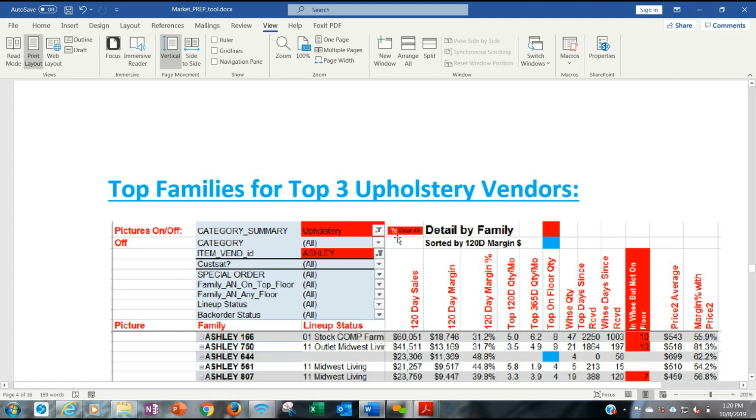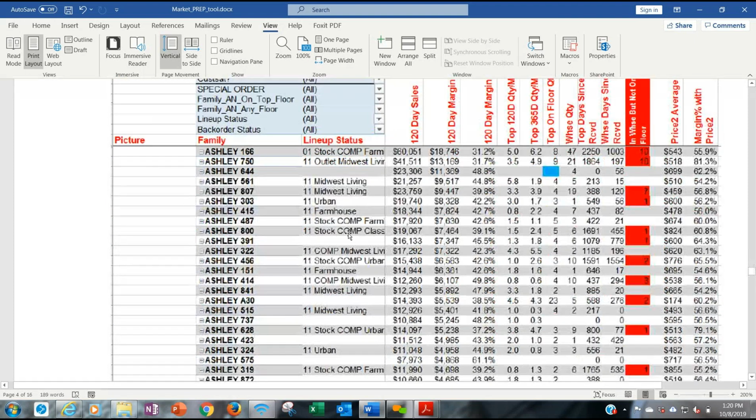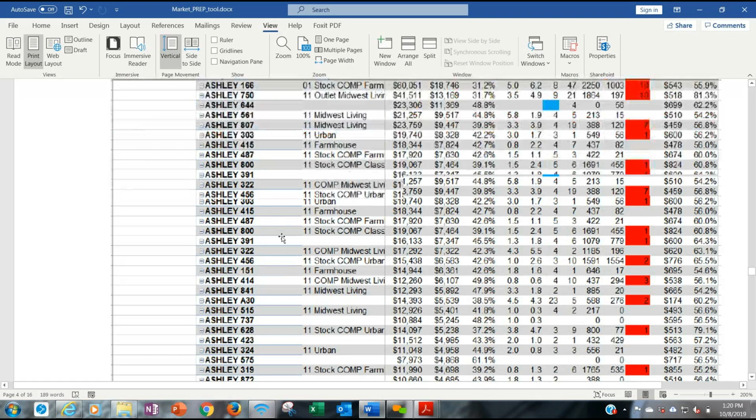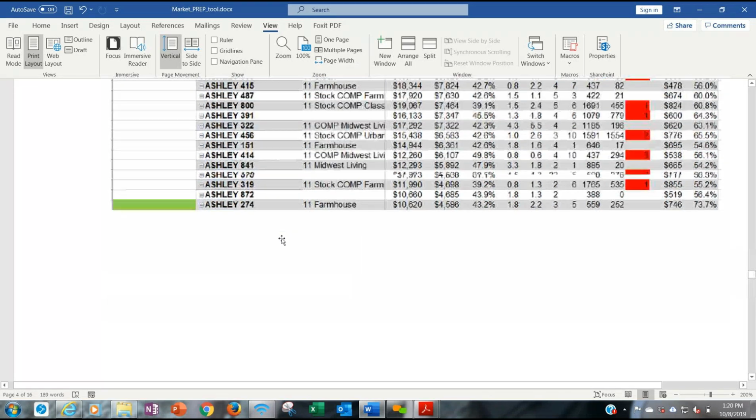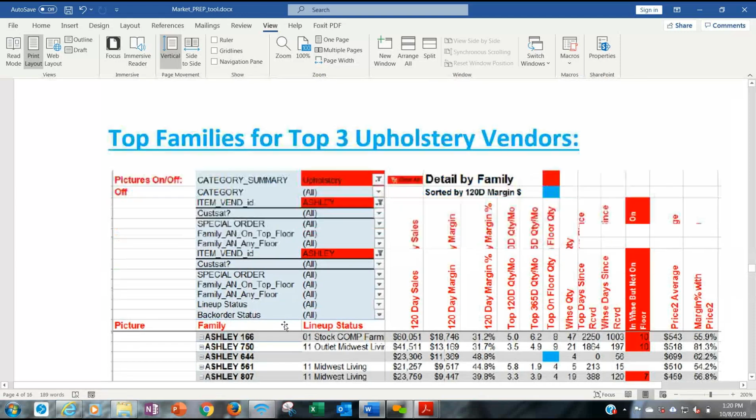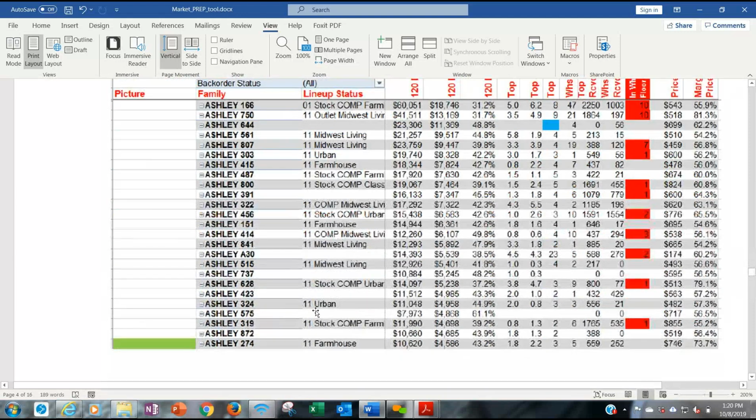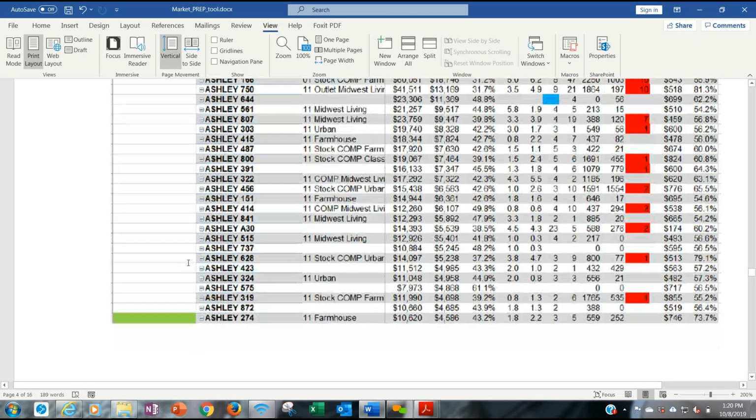So again, you can see I selected upholstery for the category summary filter, and then Ashley for the vendor ID. So I'm just looking at the top Ashley families for stationary upholstery. Here I did the top 25. I didn't look at the bottom 10, but that's another variation you could do: include a top 10% Ashley and a bottom 10% Ashley just within upholstery.